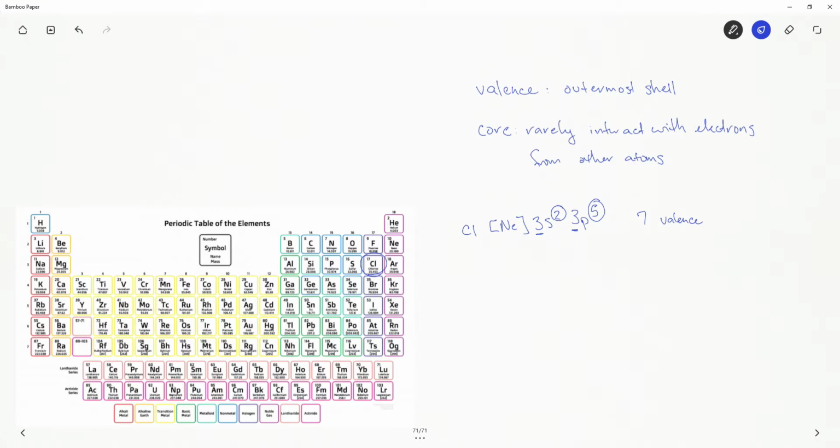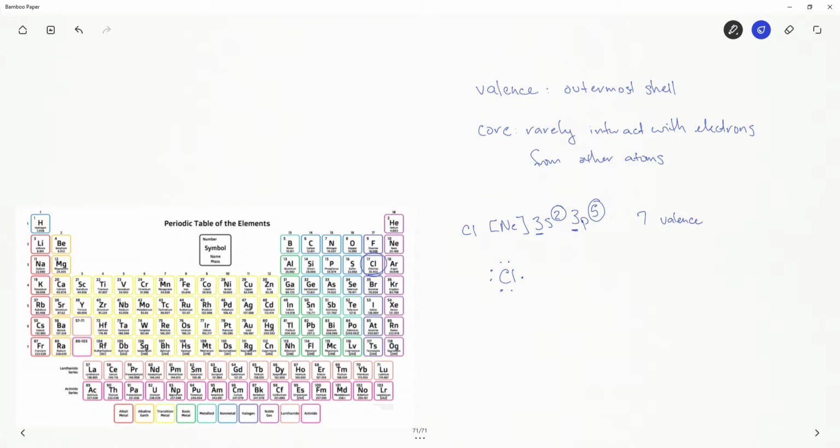Knowing now that chlorine has 7 valence electrons, this is how we draw the Lewis structure for it. We are going to use the symbol for chlorine, Cl, and we are simply going to put 7 dots around chlorine. So 1, 2, 3, 4, 5, 6, 7. That is the Lewis structure for the chlorine atom.